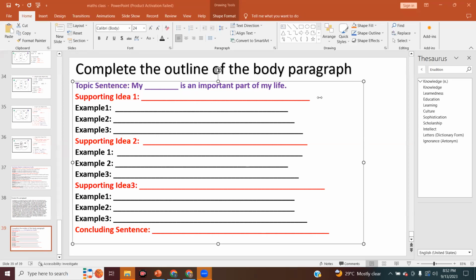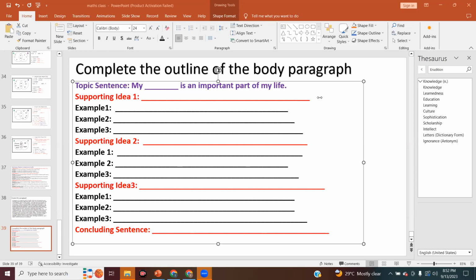Is that what you're writing on? Oh, I thought we could use a different sentence in that. What did you put? I'm comparing two animals together. No. It has to be "My blank is an important part of my life." So you have to pick something. What is it that's an important part of your life? My family. Okay, well, write about that.